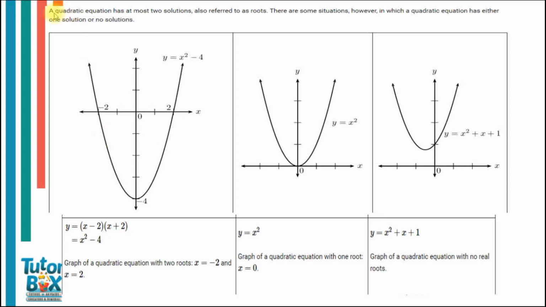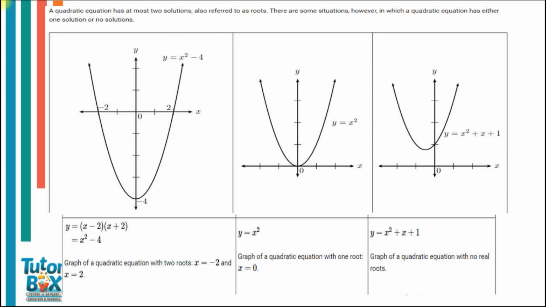Then a quadratic equation has at most 2 solutions. What this means, at most, guys, is that it's that number and then below. That means it can have 2, it can have 1, or it can have 0. These solutions are also referred to as roots. There are some situations, however, in which a quadratic equation has either one solution or no solutions.